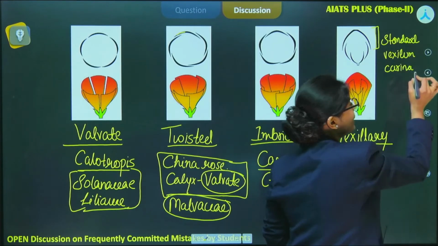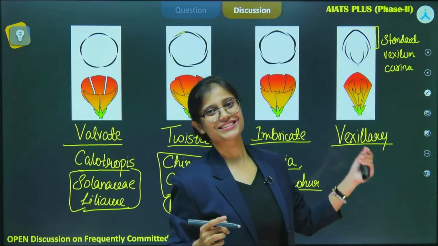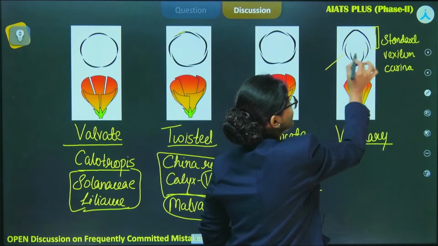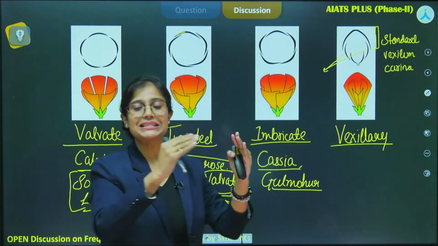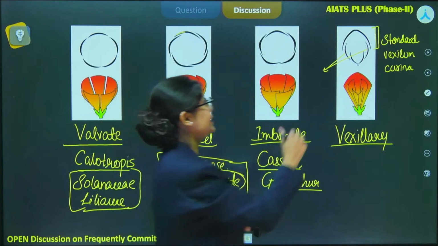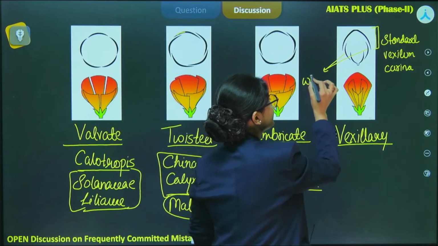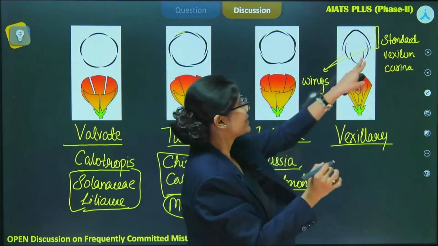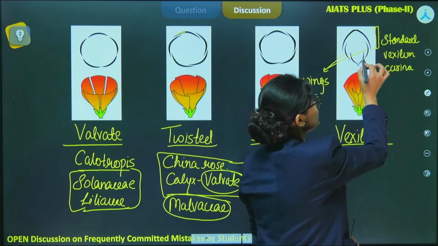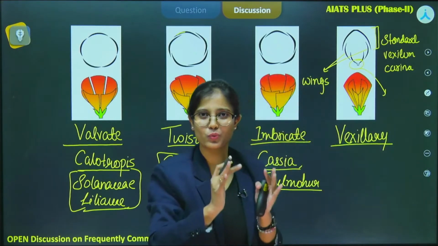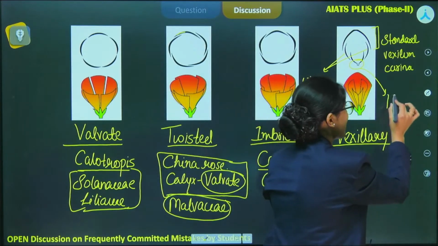These terms I am writing because again it is asked in the NEET exam. Now these two petals, which are placed next to the standard, they are enclosed by the standard petal, they are known as wings, right? And here you can see that these two petals, which are fused with each other, the smallest one, they are known as keel.